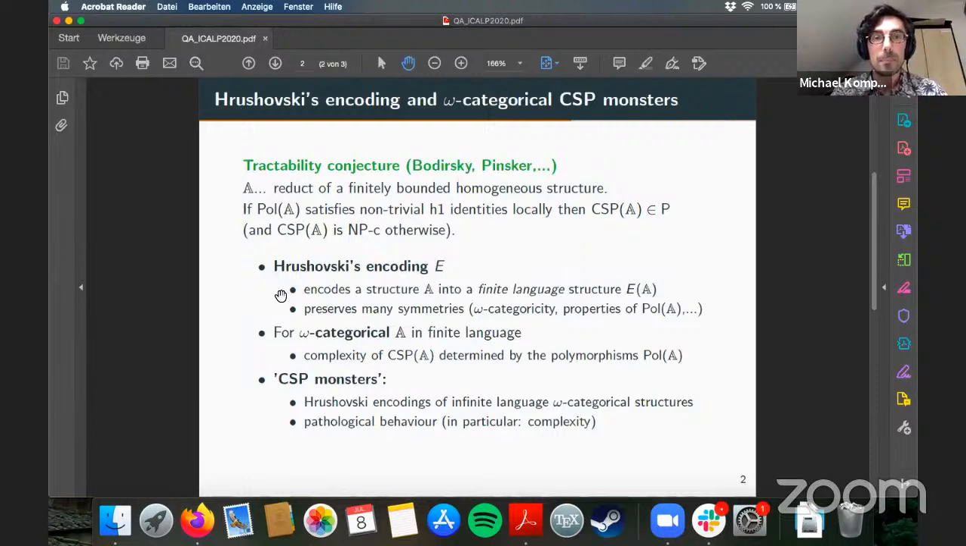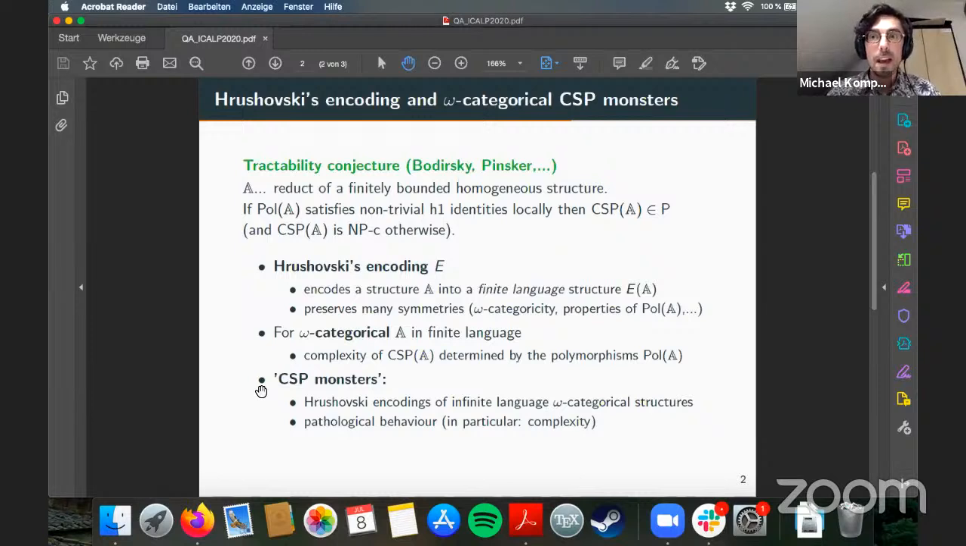It takes as an input possibly an infinite structure in possibly infinite language. And you construct a finite language structure that somehow contains all the information of the original structure and preserves many nice properties of it, like also ω-categoricity and properties of the polymorphisms. And we use those Hrushovski encodings to construct ω-categorical structures that have pathological properties.